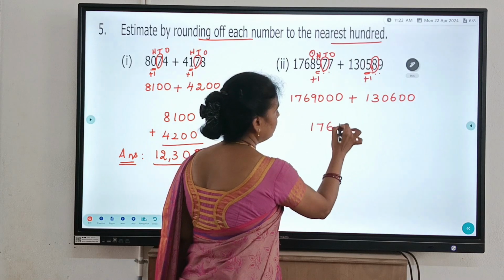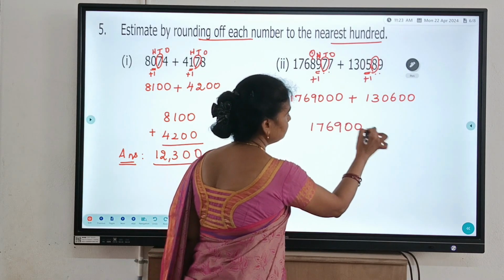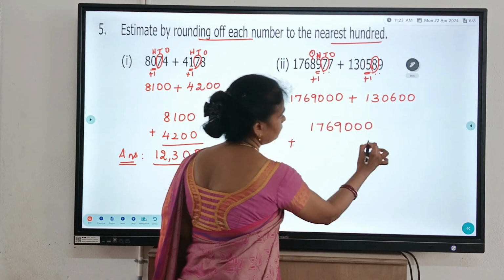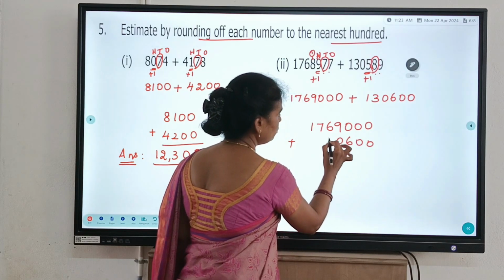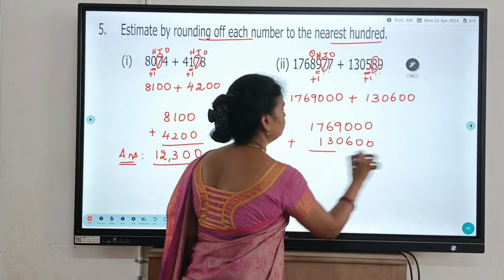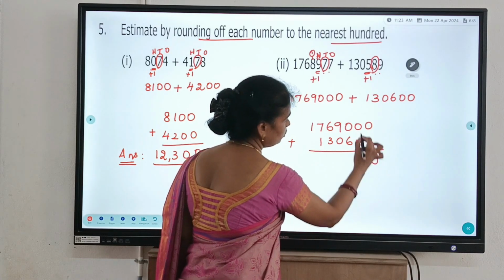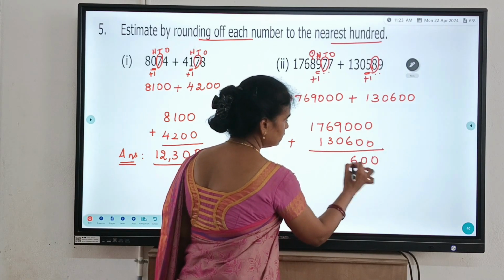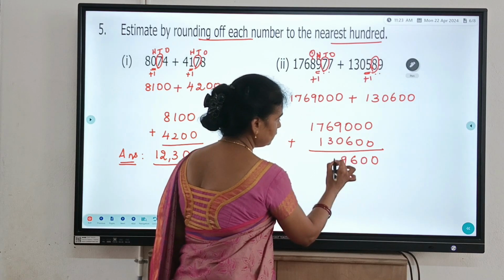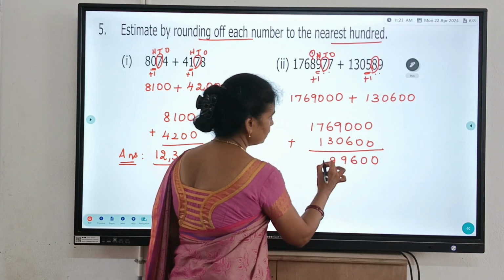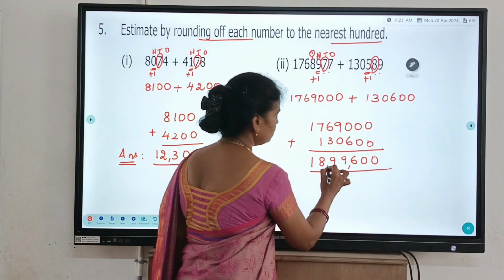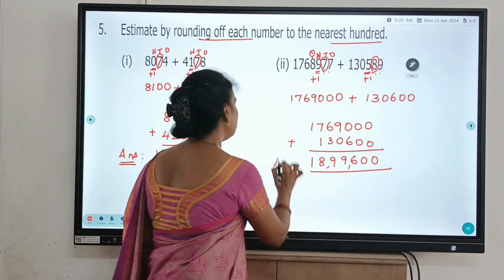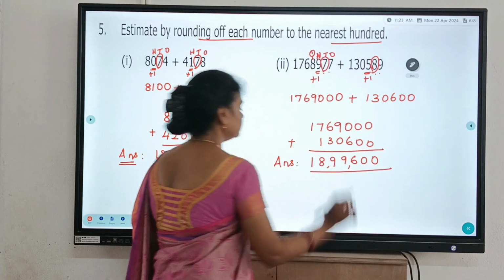You will write these numbers and add. So 0, 0, 6, 0, 3, 1. 0 plus 0 is 0. Again 0, 6, 9. 6 plus 3 is 9. 7 plus 1 is 8 and 1 here. So 3 digits, 2 digits. So this will be your final answer.